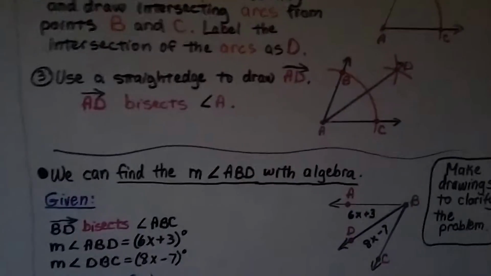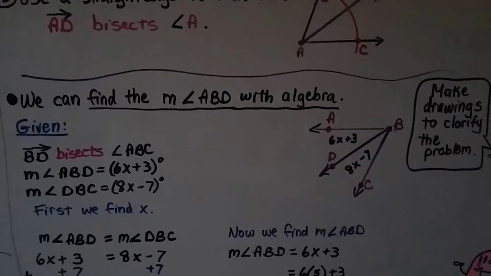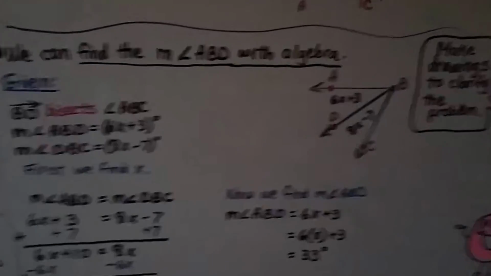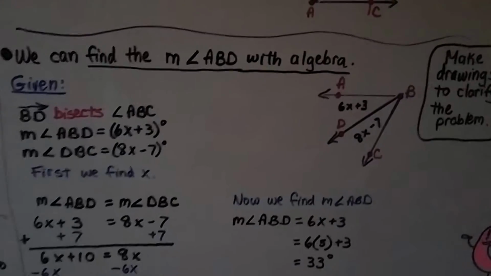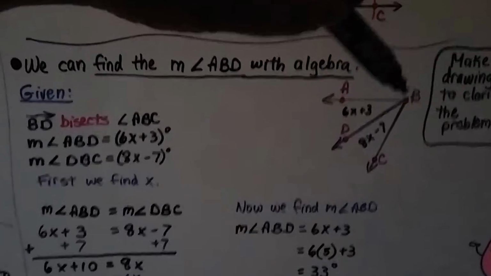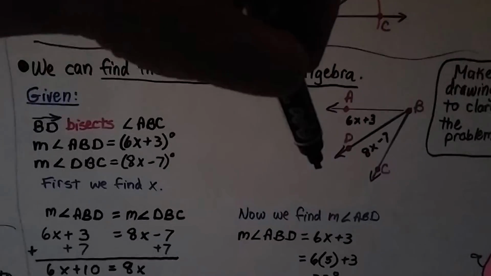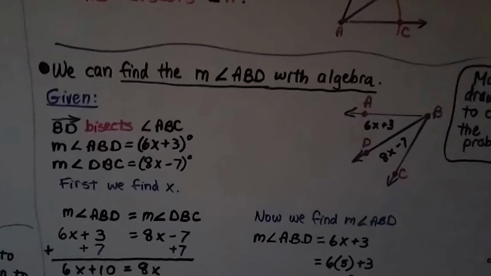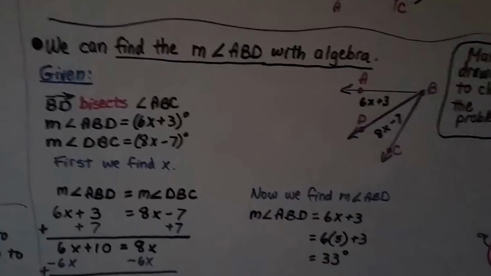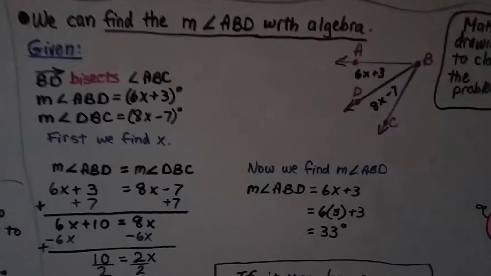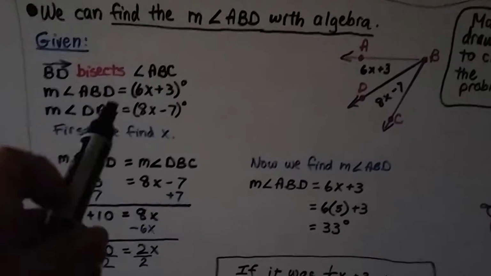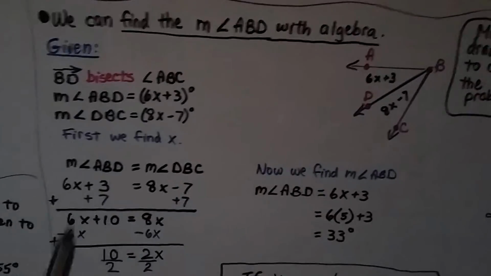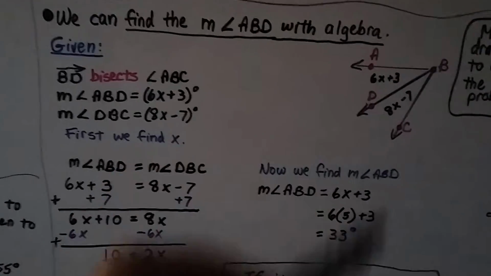All right. We can find the measure of angle ABD with algebra. Here we've got this nice drawing right here, and we've got a big angle ABC, and we've got this bisector BD. And remember, bisector goes dead center, so that means the size of this angle is identical to the size of this angle. It's given that ray BD, that bisecting ray, bisects ABC. So knowing the definition of a bisector, we know they're both equal.